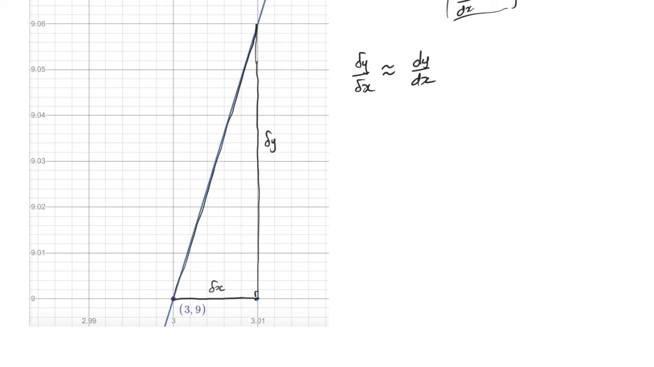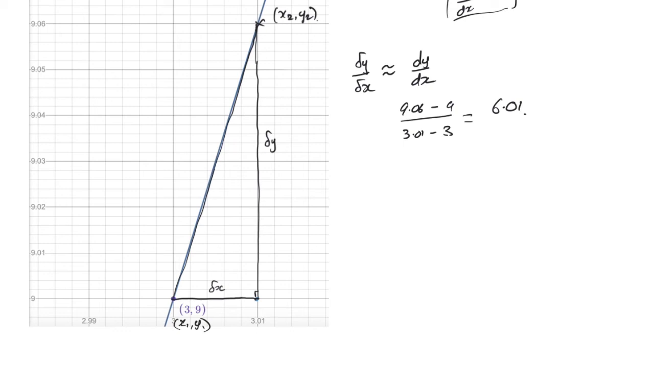So if we take our original function then, and let's say that this one is going to be the x1, y1, and this point here is going to be the x2, y2, and work out what the gradient is of this black triangle, then it's going to be y2, which is the 9.06, minus the y1, which is 9, divided by the x2 value, which is 3.01, minus the x1 value, which is 3.